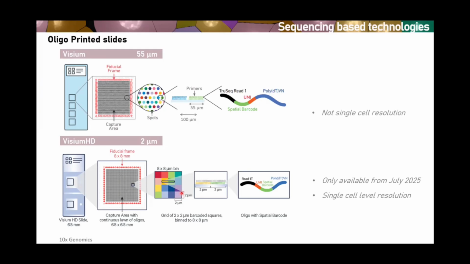But now when you start increasing your resolution, you start going into issues of the mRNA capture efficiency. So in this case, then the resolution is not really 2 micrometers, but probably you need to be in some of these spots to get meaningful data to work with.